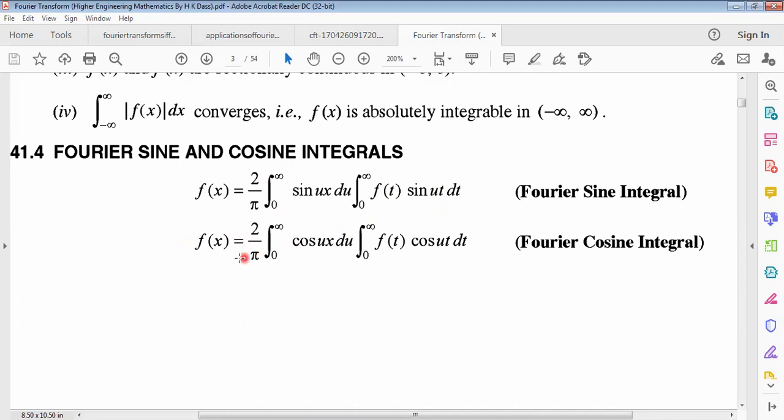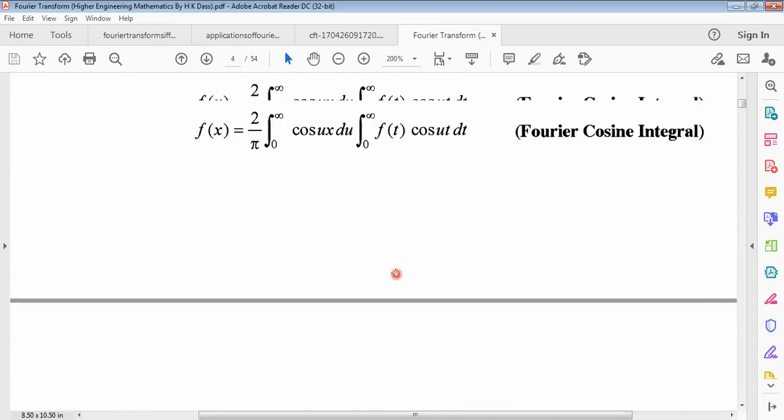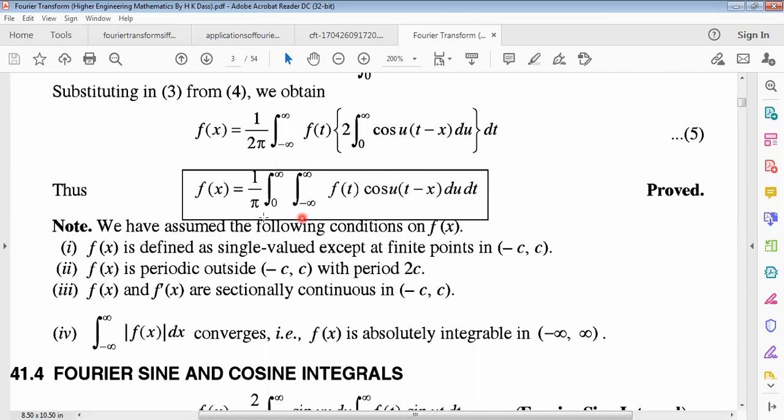But for the Fourier cosine integral, the formula will be f of x equals 2 divided by pi, integral 0 to infinity of cos ux du, and f of t is the same, and this will be cos ut. The only difference is that there will be sine in one and cosine in the other. Remember it. And f of t will be the same, and the integral limits will also be the same. Now we'll try to prove these two theorems by using this integral theorem.